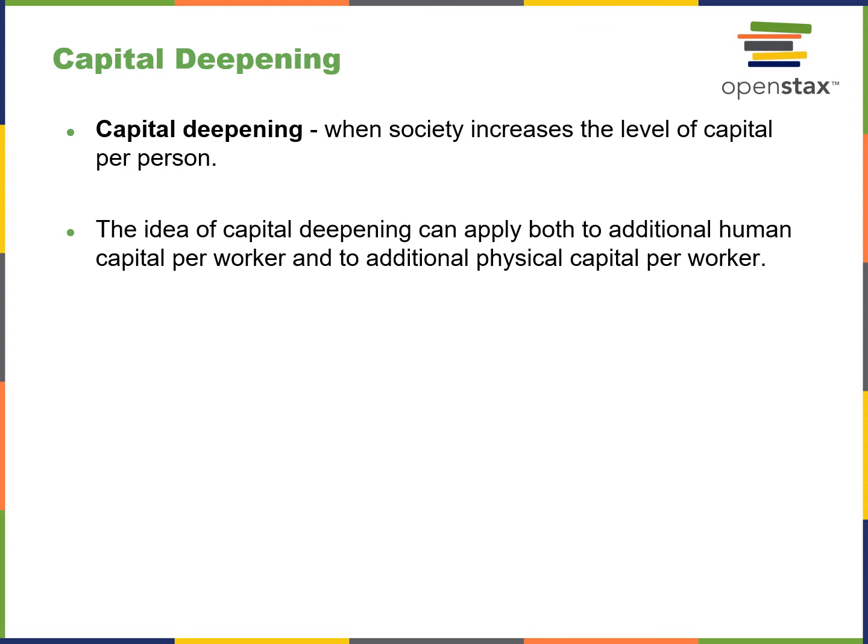Okay, a term: capital deepening. You'd probably see this one on the test. It's when society increases the level of capital per person. And the idea of capital deepening can also apply to additional human capital per worker or additional physical capital per worker. So you might want to remember these two components for that definition.